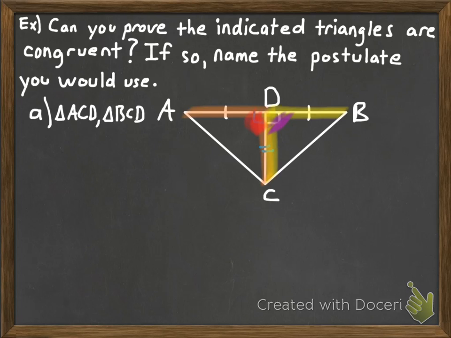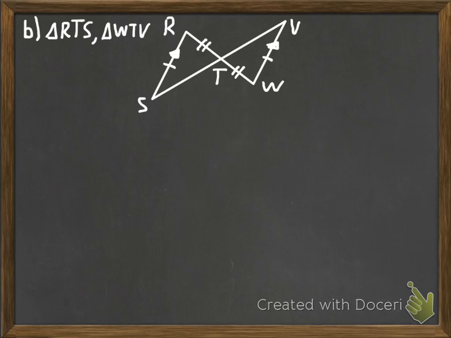There is actually a way to use SSS here as well, but SAS is what I would go for if I were trying to write the proof. Take a look at the next picture. See if you can figure out a way to either use side, side, side or side, angle, side to prove that triangle RTS is congruent to triangle WTV. Pause the video, think about it for a moment, then watch me as I tell you whether you can or not.